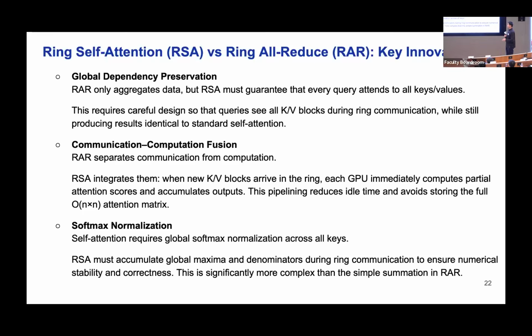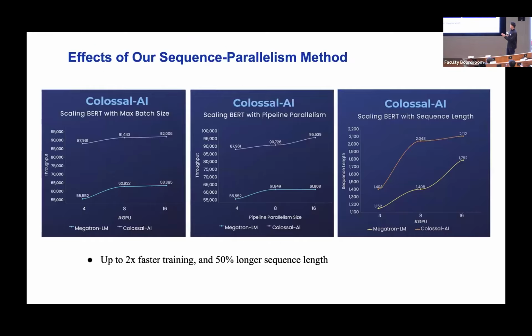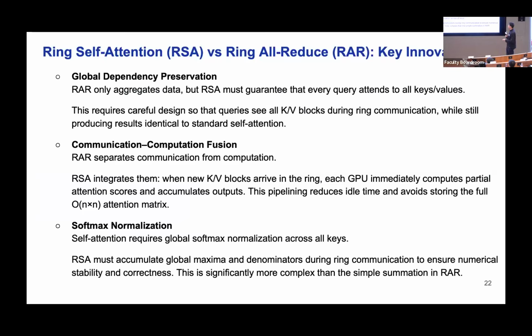So here is a difference. For the ring self-attention, actually here we have the global dependency. Right? We need to preserve the global dependency, so it's more complicated. Also, it's a mix of communication with computation, and also we need to deal with the softmax normalization. That's why it's a little complicated for implementation.